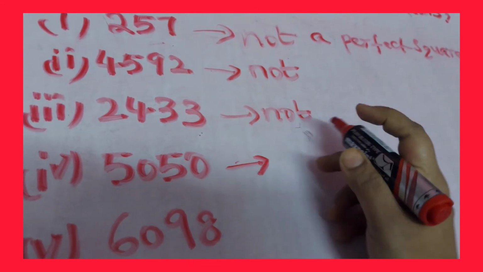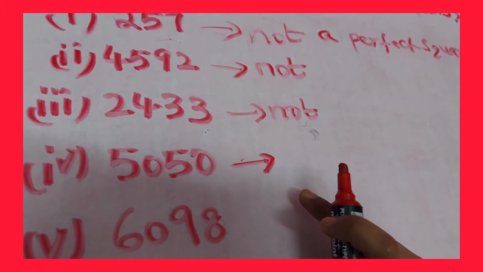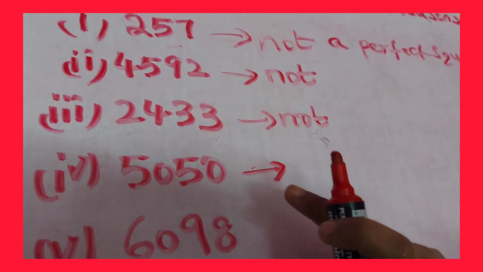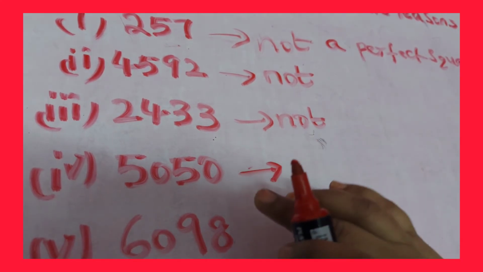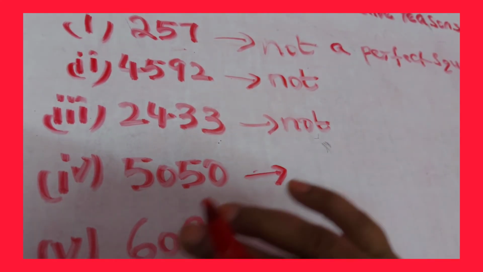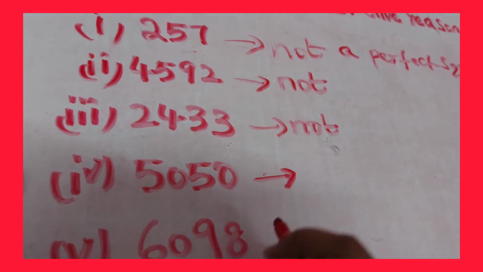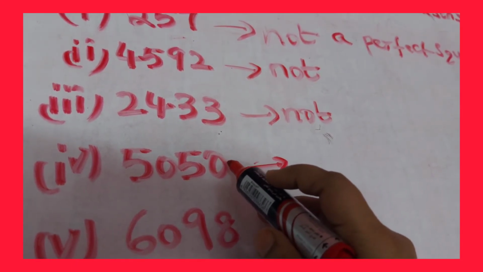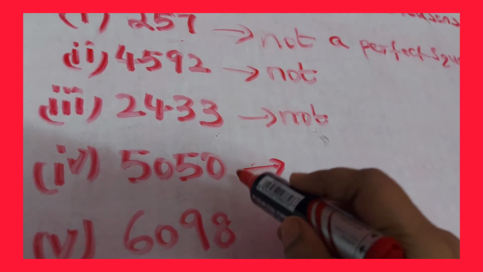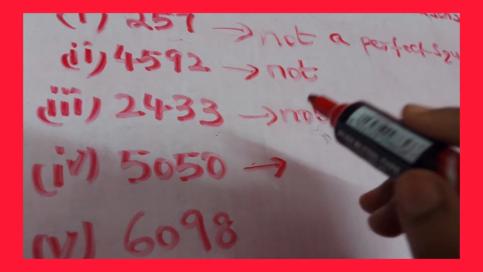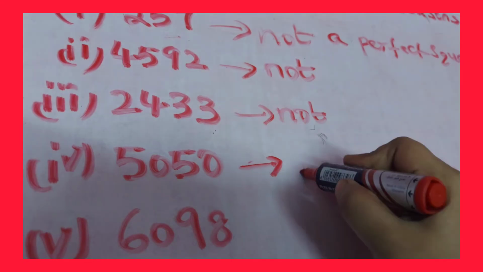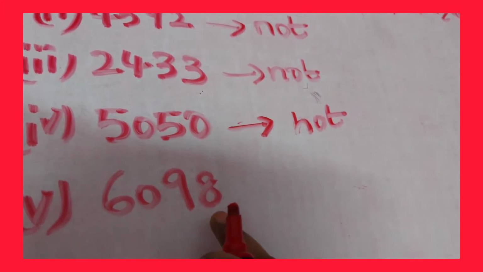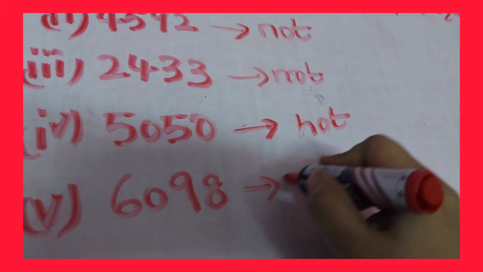So for 0 there is also one condition. If the number's unit digit is 0, the number of zeros at the end is only 1, and hence it is not a perfect square. So in the unit digit 0 is there, so number of zeros at the end is only 1, hence it is also not a perfect square. So you have to remember this condition also. Here also not. Here 8 is there, it is also not.